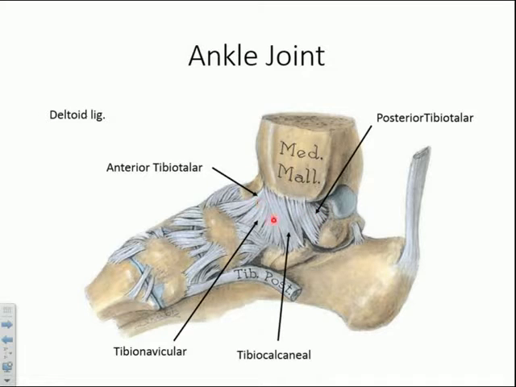Now, having said that, all of these bands are actually one continuous band that is known as the deltoid ligament. So while we are able to separate it out, it's not nearly as distinct as the bands we see on the lateral aspect.